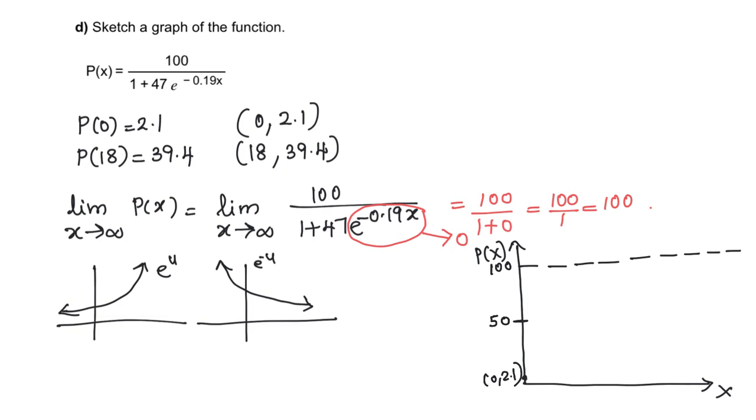So I need to plot the other point, 18, 39.4. Maybe 18 is here. I'm approximately plotting that, and 39.4. That's why I'm writing the coordinate next to that, because I don't have graph paper, right? I'm going to graph it approximately. So it will be like that. It is approaching closer and closer to that horizontal line, 100.